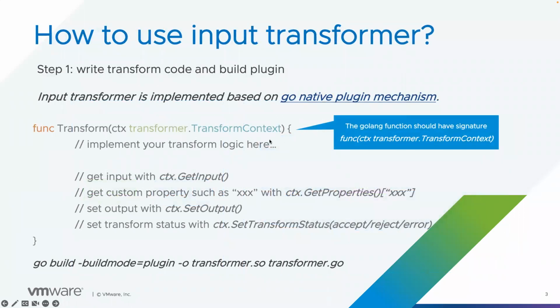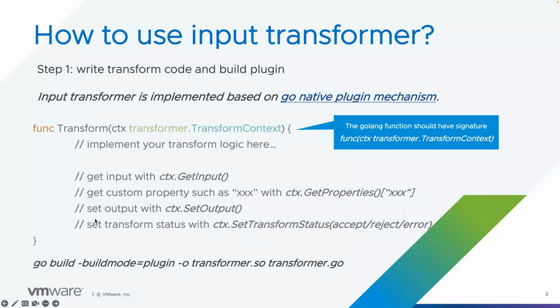Input transformer is implemented based on Go native plugin mechanism, so you should implement your custom transform function first. Your function doesn't need to have the name transform, but it should have the same function signature as the example here. And you can get the raw message with get input, and after some processing, set the output result with set output. You should also set the transform status with set transform status. There are three statuses: accept, reject, and error.